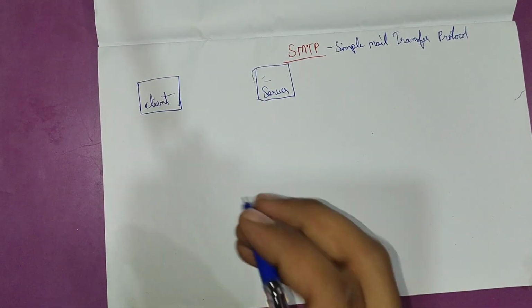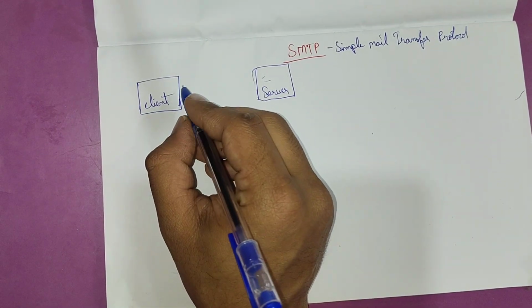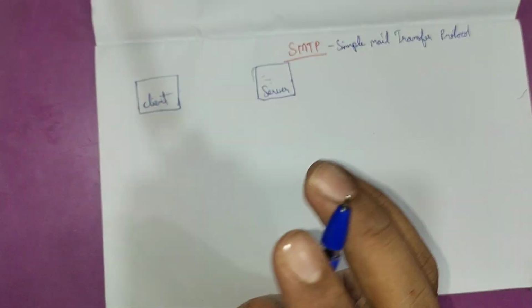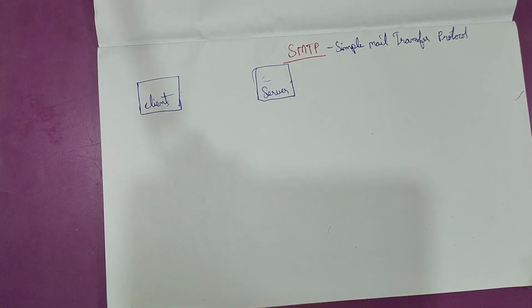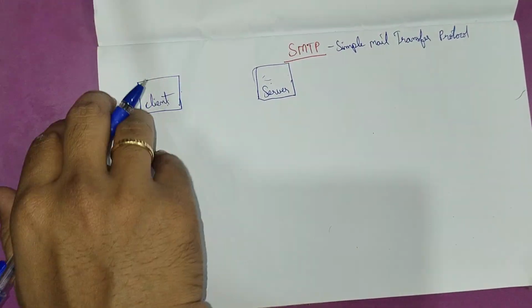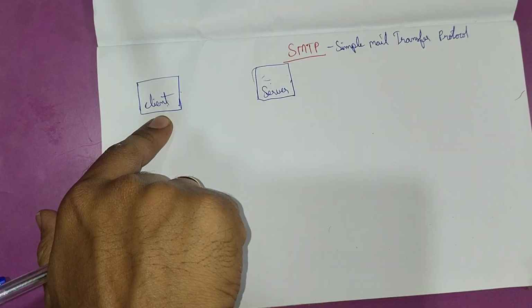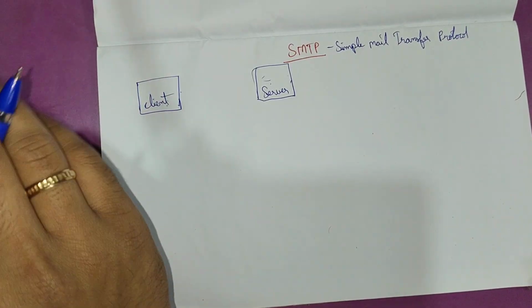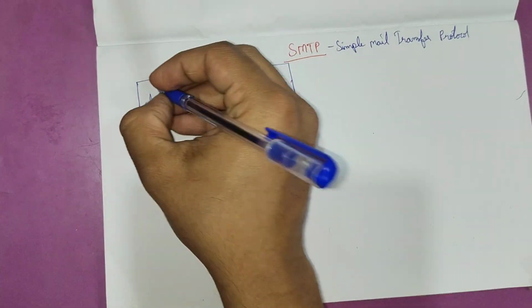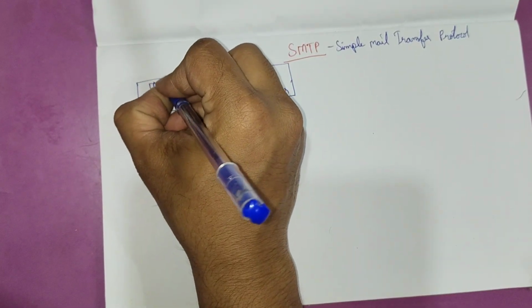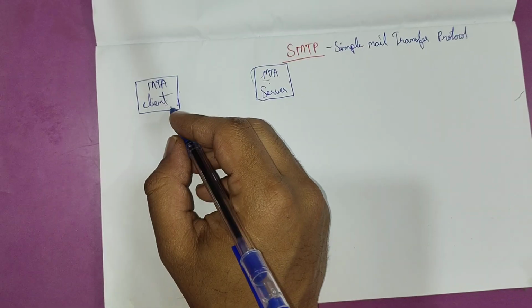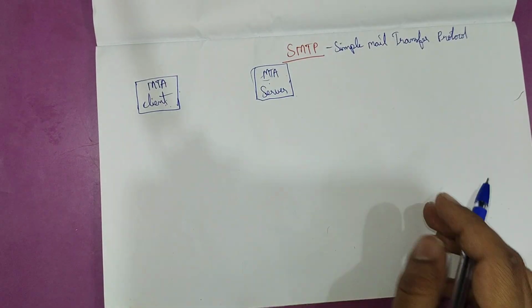So what SMTP is going to do is transfer a message or a mail from one client to the server. Okay, for transferring a message or a mail, not only do we require the systems, we also require one person for handling those mails and messages. That person is nothing but the MTA. At the client side we require an MTA and at the server side we require an MTA.